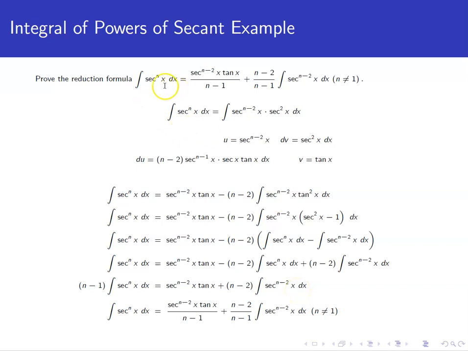And then finally, to solve for your integral of secant to the nx dx, we can divide by n minus 1. And get finally, for our reduction formula, secant to the n minus 2x tangent x over n minus 1 plus n minus 2 over n minus 1 integral of secant to the n minus 2x dx. And that's it, as long as n is not equal to 1.